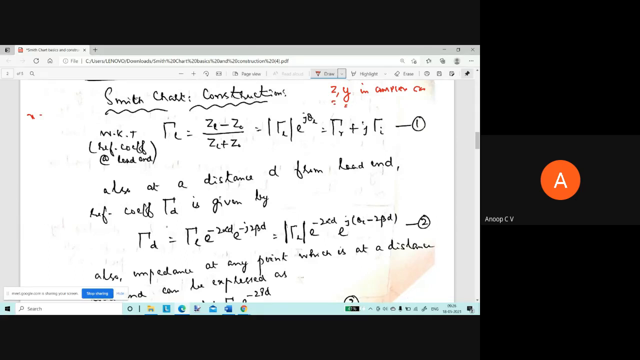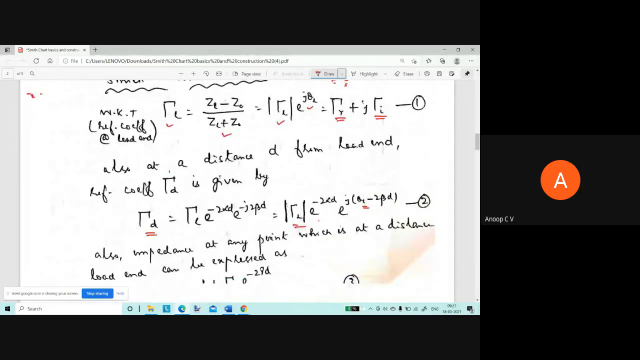For that, the starting point is, we know the reflection coefficient at the load end, gamma L, is equal to ZL minus Z0 divided by ZL plus Z0. And that being a complex number, I can write it in polar form as magnitude times phase, or in Cartesian form as gamma R plus j times gamma I. This is understood. Also we know at a distance d from the load end, we can write gamma d in terms of gamma L as mod of gamma L e power minus 2 alpha d e power j theta L minus 2 beta d. You already know that. Please call these equation number 1 and equation number 2.